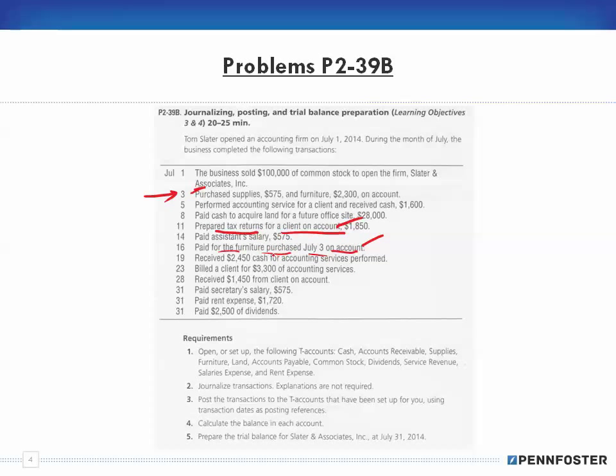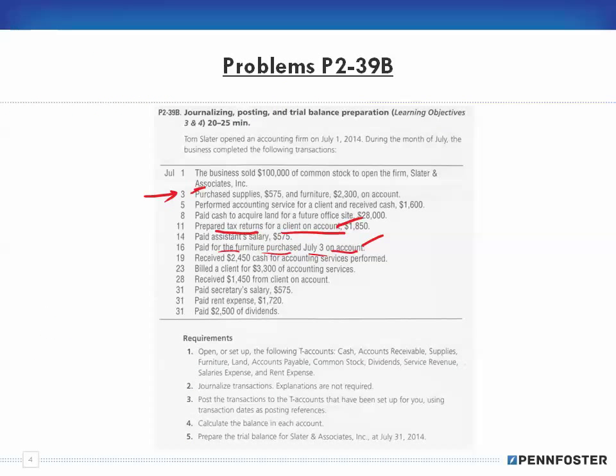So this is dated 7/16. I'm going to credit my cash for the 2,300, and I'm going to debit my accounts payable. I'm debiting what was on account for 2,300. Right.